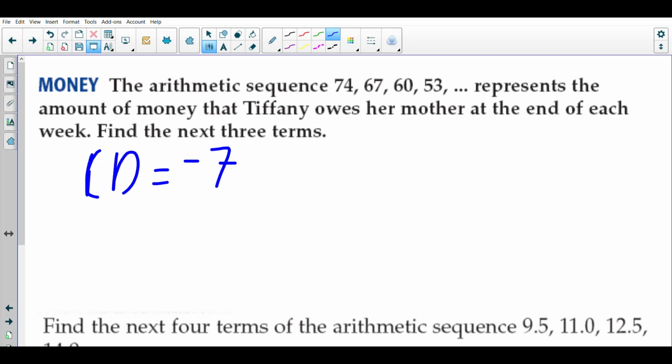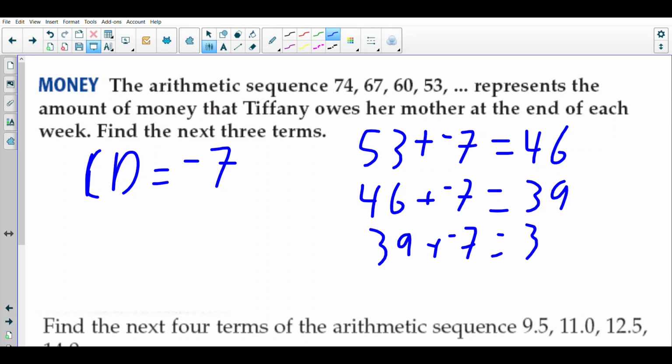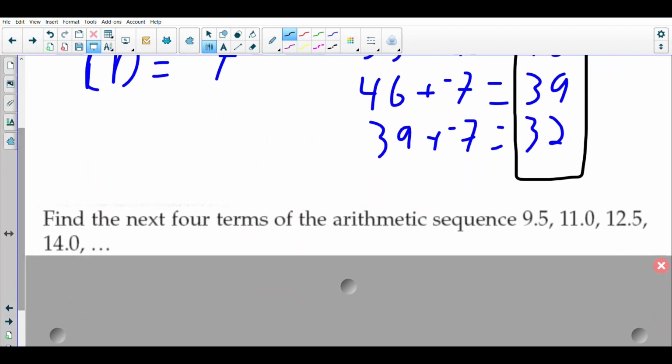So for the next three, we just have to keep adding negative 7. We take 53 plus negative 7 to give us 46. And then we take 46 plus negative 7 to give us 39. And then we take 39 plus negative 7 to give us 32. And those are our next three terms of our sequence.